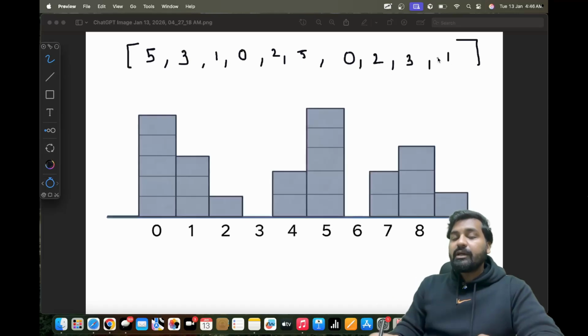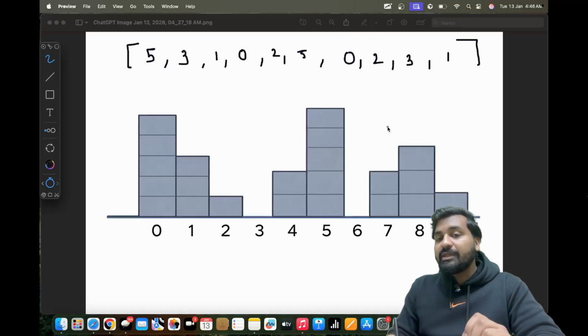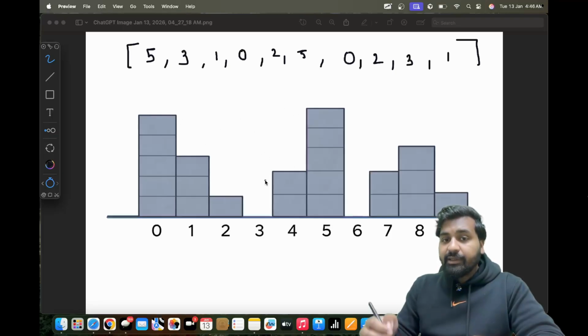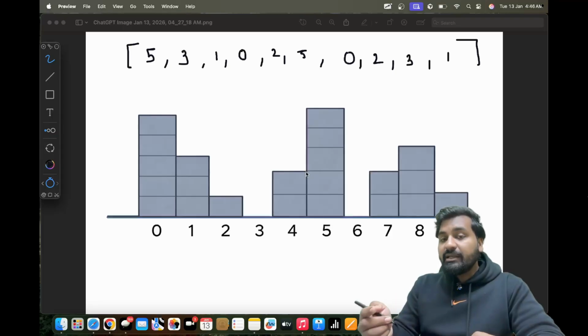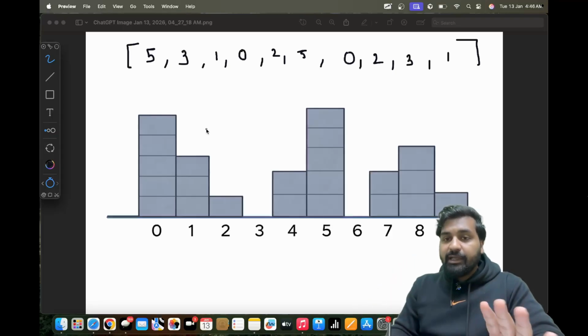Now what they want us to do is find out how much water can be trapped between these buildings. What does that mean? That means how much water, if it rains, can come between these buildings, and we have to answer in terms of blocks only. So let me tell you how. In this whole building diagram, how much water can be stored?